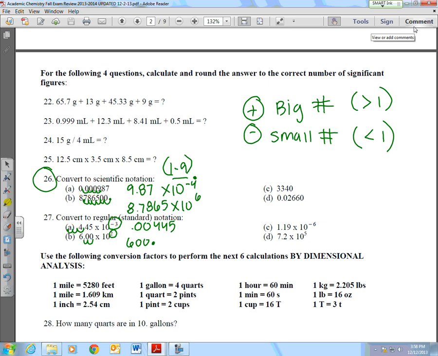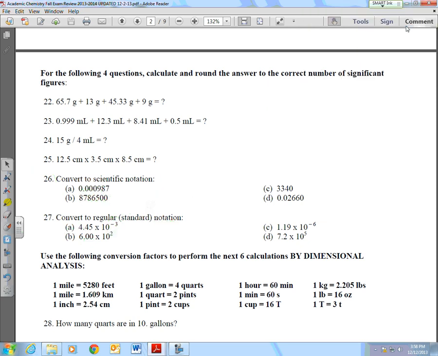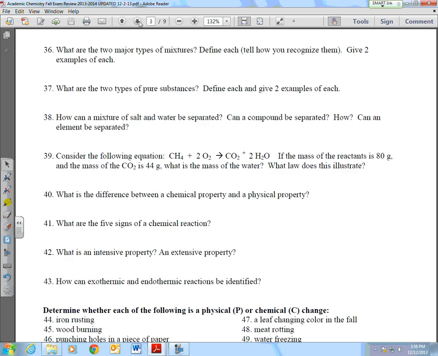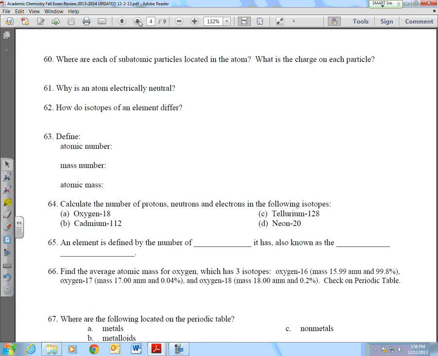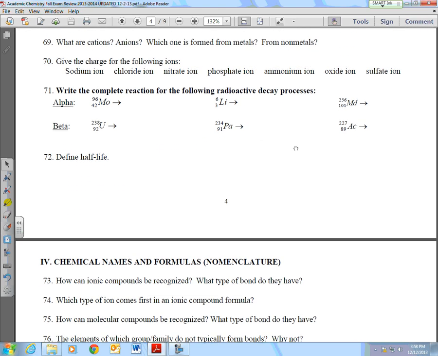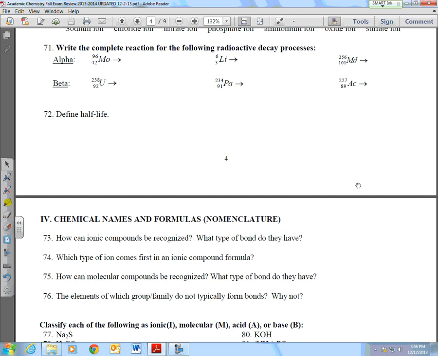Yes. Alpha and beta. Oh, yeah, that's right. I forgot. What numbers are those? Okay. Okay, she asked about question 71, which is alpha and beta reactions.